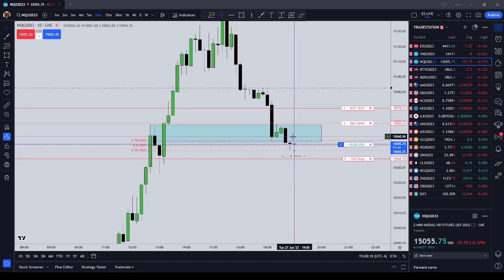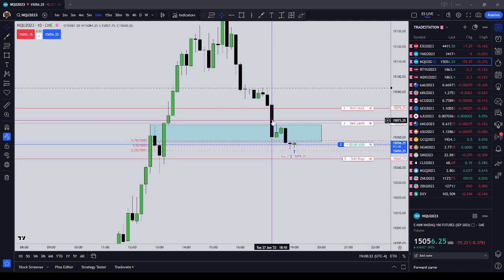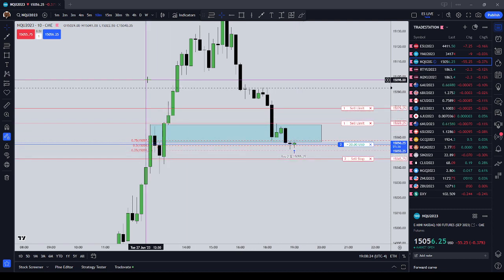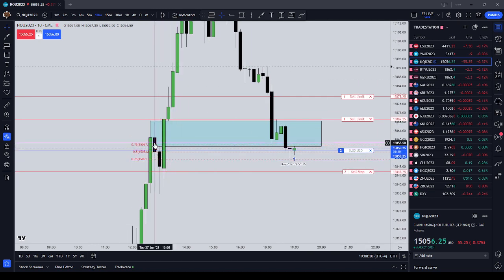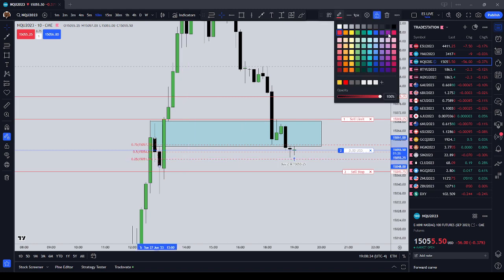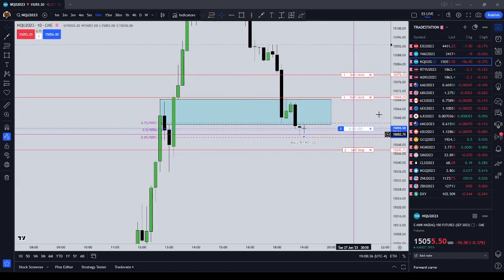So two different ways to trade. You can invert the inefficiencies, or you can take them as immediate support or resistance. Oftentimes, I like to see these things paired with an order block like this. So the order block is going to be where my Fibonacci tool is. And if you have a tough time seeing that, maybe I'll make that purple.